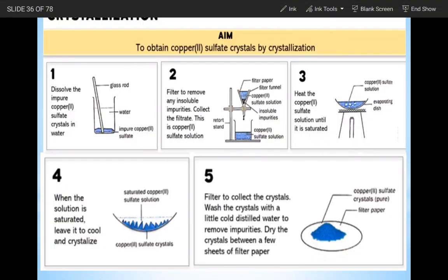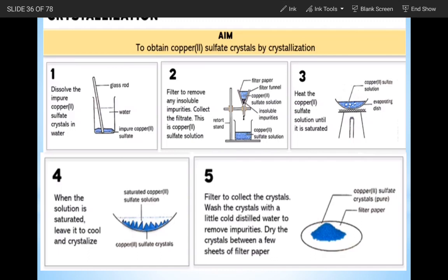Now, seeing crystallization. The aim of the crystallization which we are going to do is to obtain copper sulfate crystals. Firstly, we'll dissolve the impure copper sulfate crystals in water. Step number 2, filter to remove any insoluble impurities, collect the filtrate. This is copper sulfate solution. Heat the copper sulfate solution until it is saturated. When the solution is saturated, leave it to cool and crystallize.